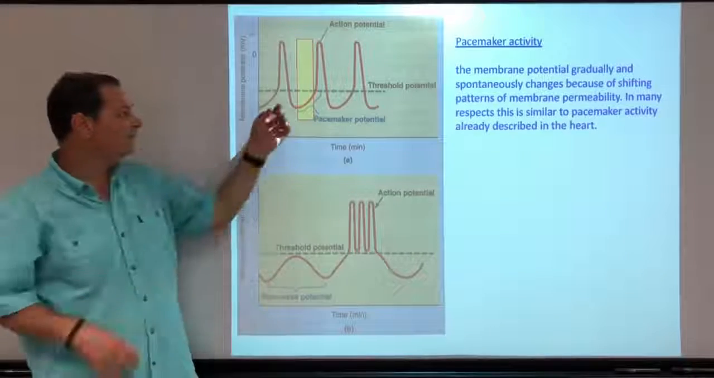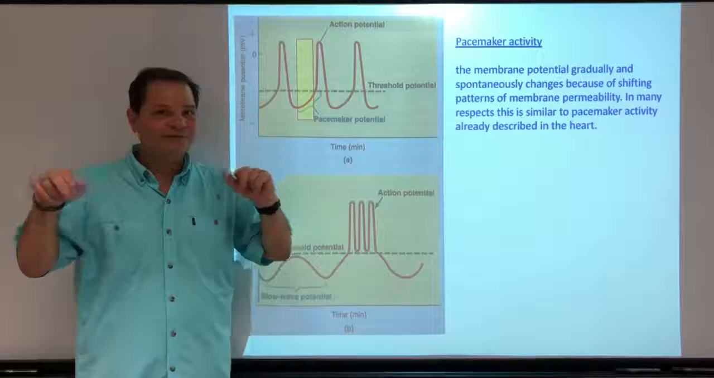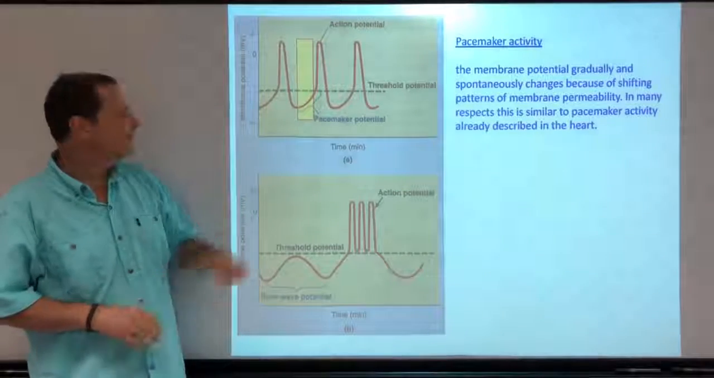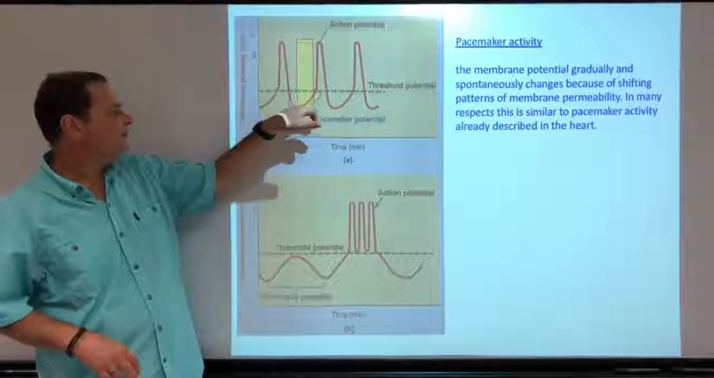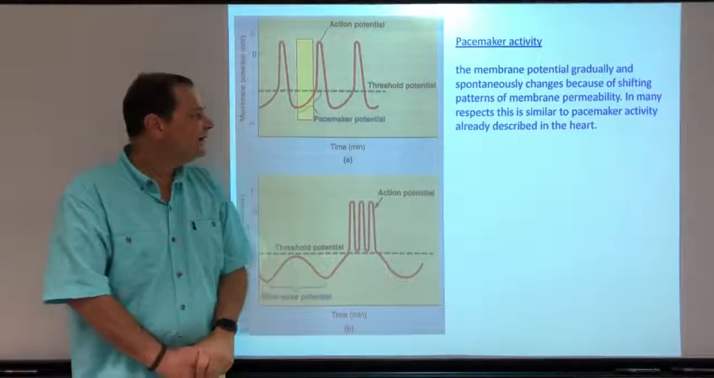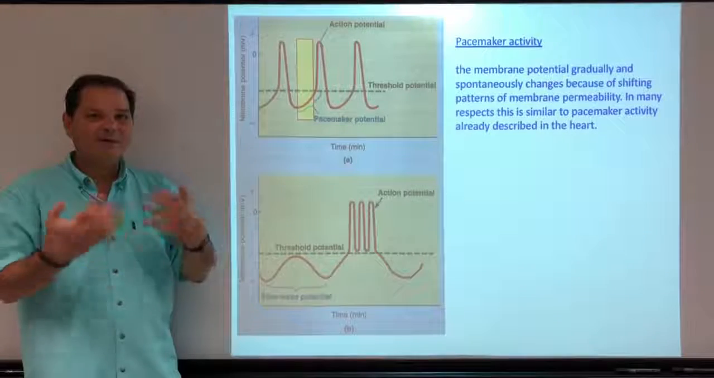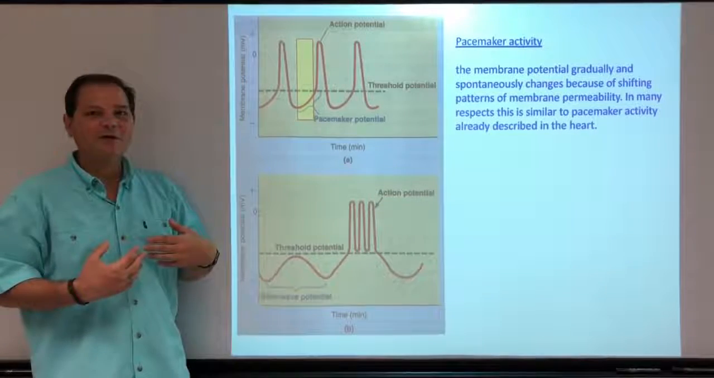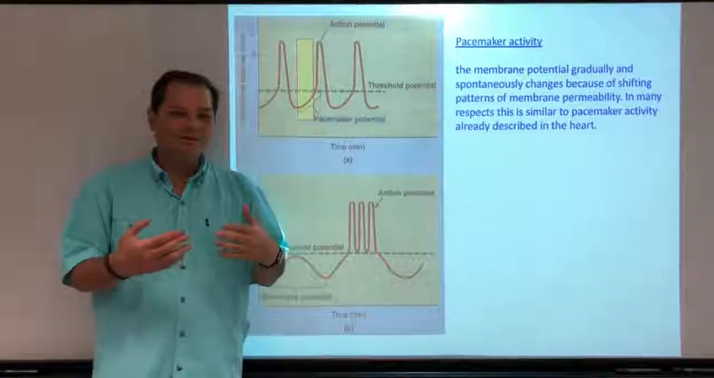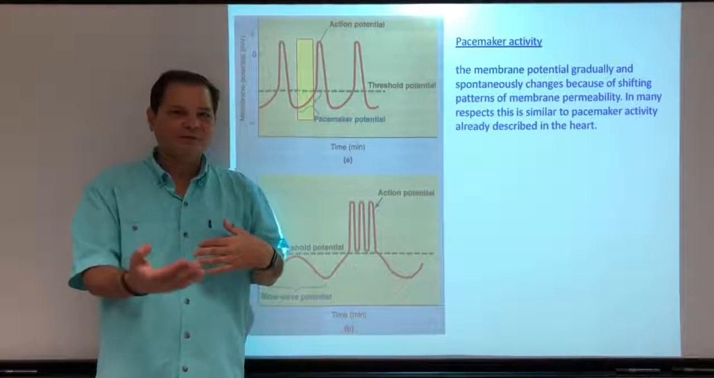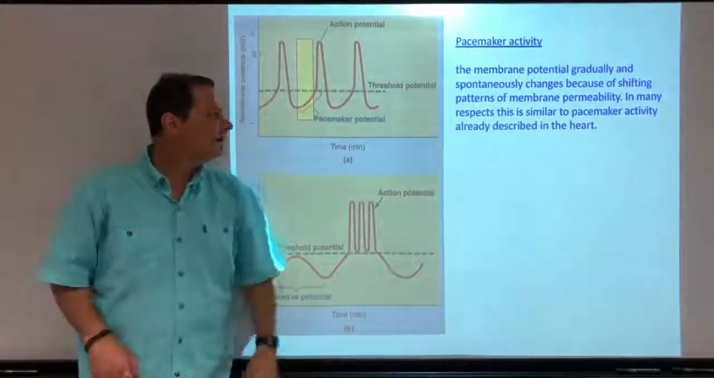The first thing you'll notice is your quote resting potential. It's not really resting. They call it phase 4 of the action potential. It's gradually rising here, and you get this gradually rising phase due to changes in membrane permeability that are allowing positive charge to come into the cell, making the inside of the cell membrane positive relative to the outside, and making that voltage become less negative, okay?